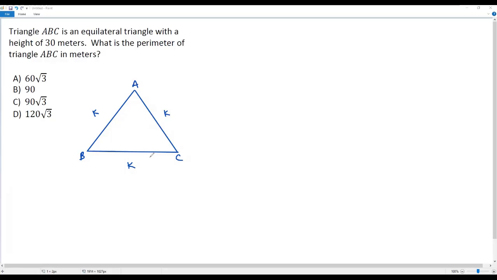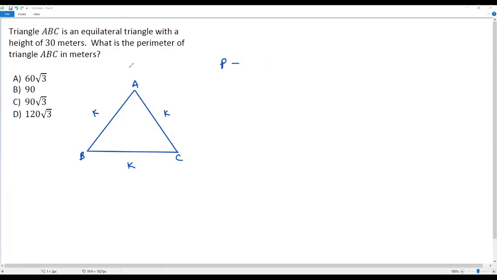Okay, when we know the length of each side of an equilateral triangle, there is a formula to get the perimeter of the triangle. There is 3 times K. That is 3 times the length of each side. Here our aim is to get the value of K. Once we get the value of K, it can be multiplied by 3 to get the perimeter of the triangle ABC.